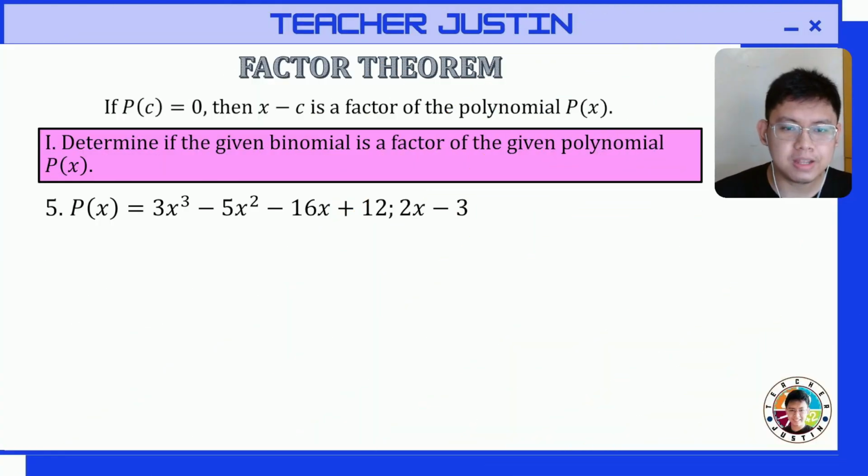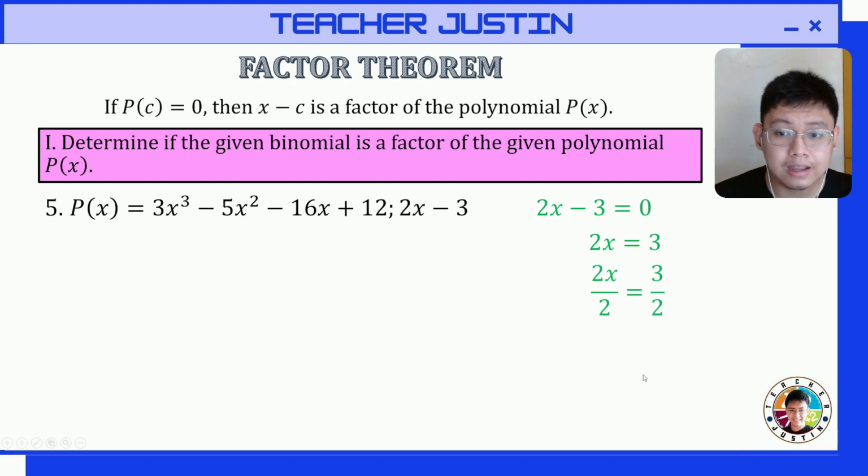Okay, let's determine if the given binomial is a factor of the given polynomial p of x. So, ang gagawin natin dito is we're going to apply factor theorem. So, ang first step natin sa factor theorem is to get the binomial and equate it to 0. Tapos, let's solve for the value of x. Transfer natin si negative 3 to the other side. It will now be 2x is equal to 3. Then, divide both sides by 2. So, we will have the value of x, which is equal to 3 over 2.